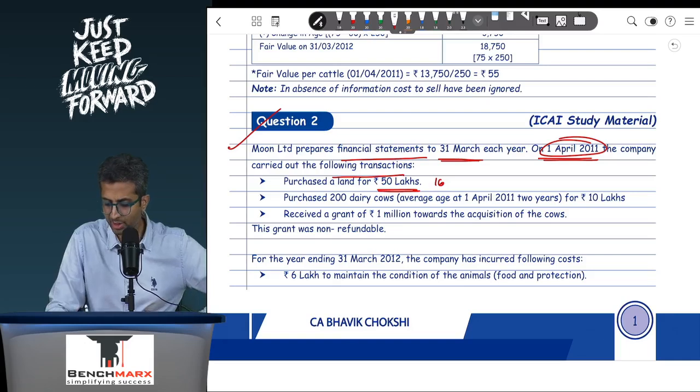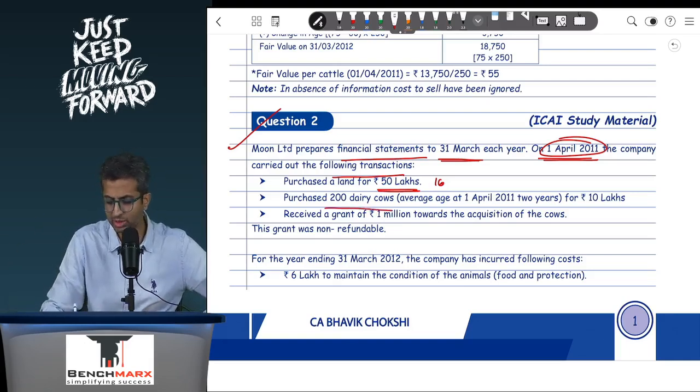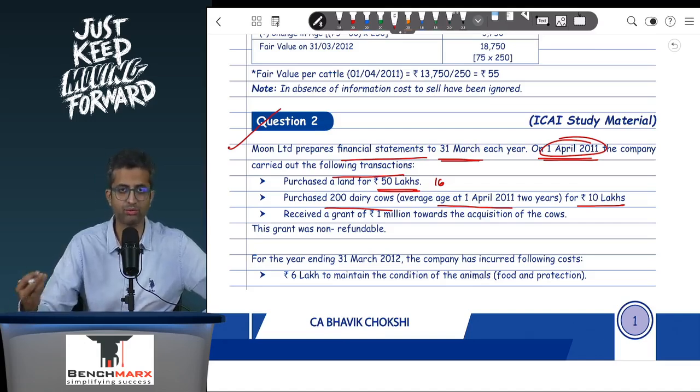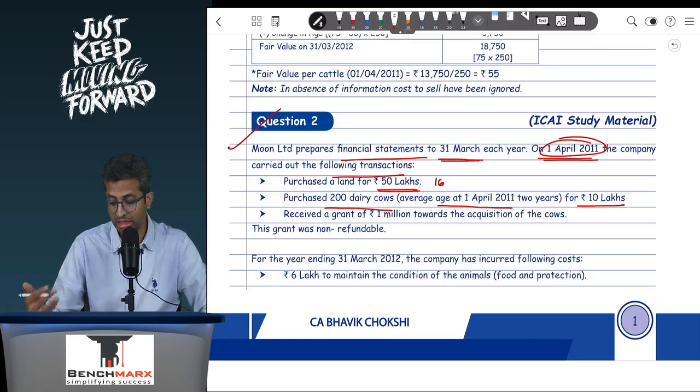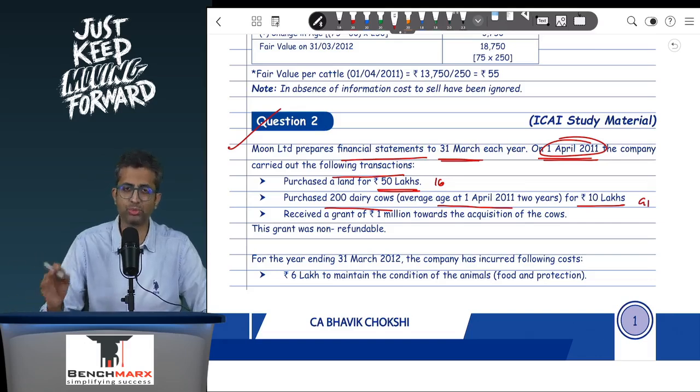Second, purchase 200 dairy cows. Dairy cows is for the purpose of milking those cows. Dairy cows with an average age on 1st April 11 of 2 years at 10 lakhs. So 10 lakhs divided by 200, that is approximately 5,000 per cow, will be the initial recognition. So this is purchased on 1st April 11. This will be covered by Ind AS 41. At every subsequent balance sheet date, you will measure them at fair value less cost to sell. There will be no depreciation.